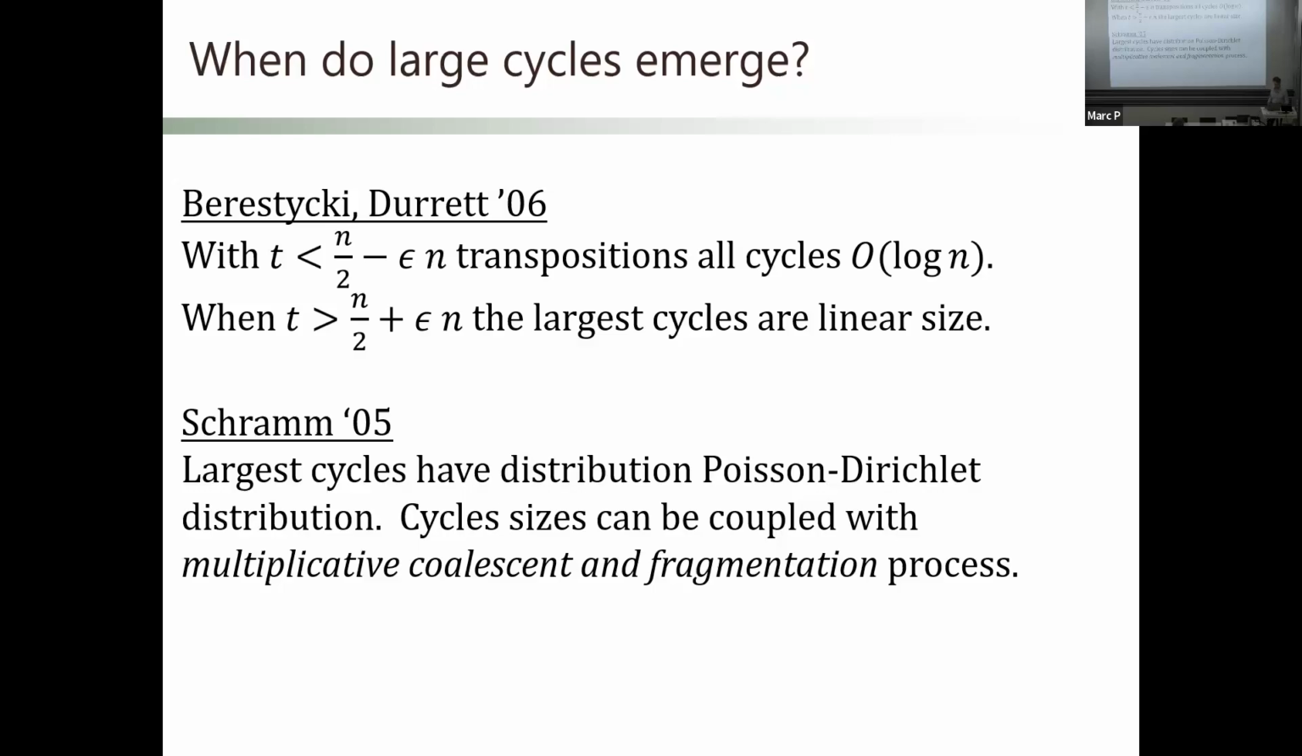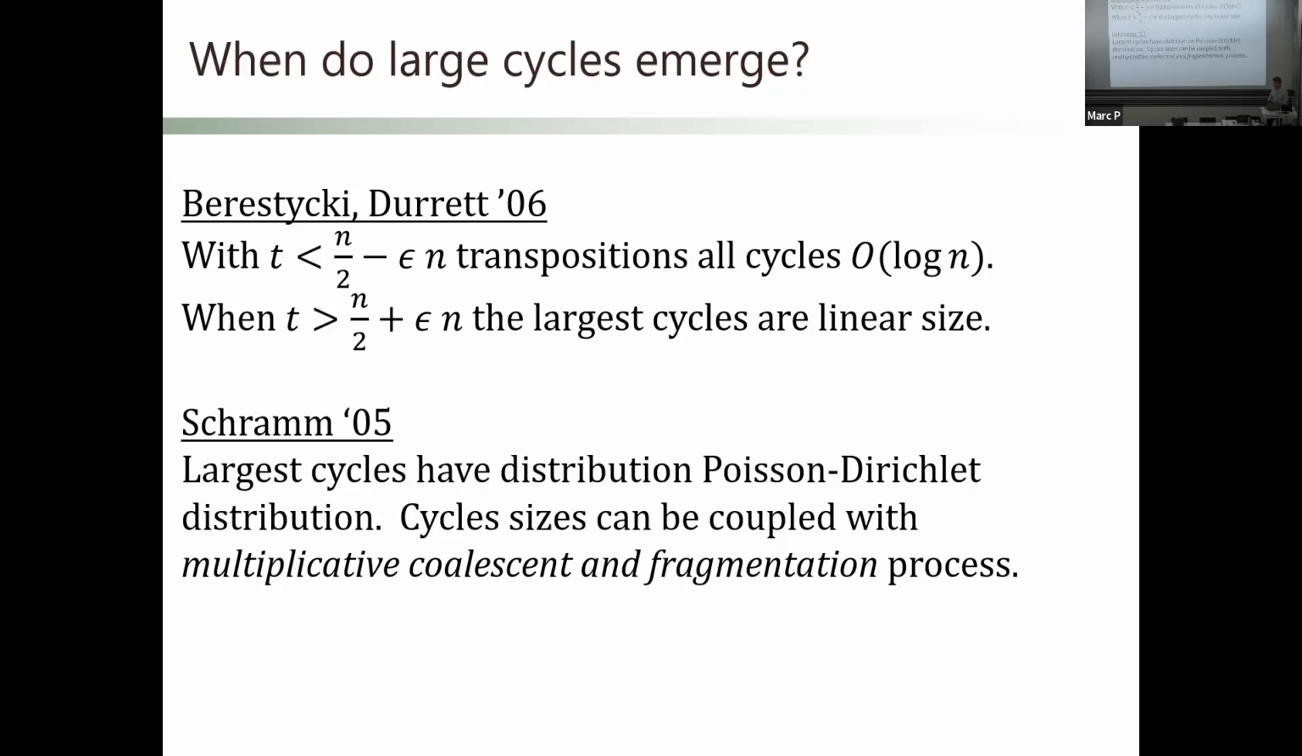And he showed something even more interesting, which is if you look at a dynamic version of the process, you look at the sizes of the cycles as you do additional transpositions. Each time you do one of these transpositions, if the cards were in different cycles, you'd merge the two cycles together. If they're in the same cycle, you'd split it apart.